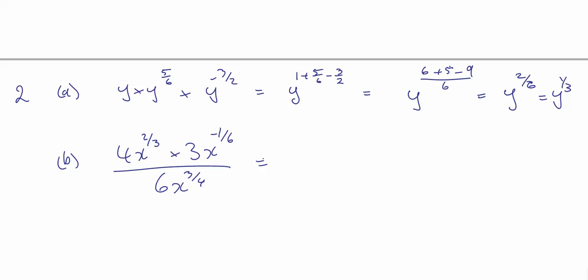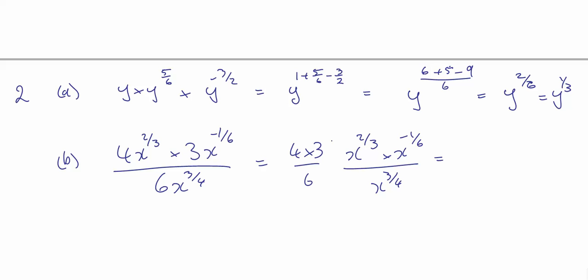Part B. Well, we can deal with the numbers first. We've got 4 times 3 over 6, and then we have the x's. We've got x to the power of 2/3, and then multiplied by x to the minus a 6th over x to the 3/4.